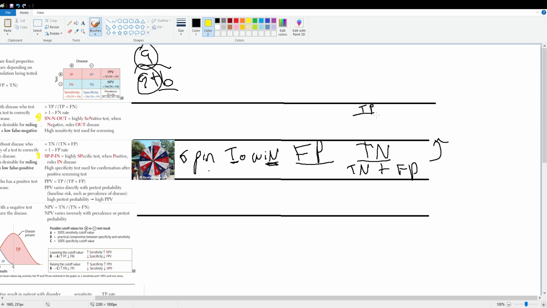Now, if you want to remember sensitivity for snout, you can just swap them. So true positives. Complicated, right? What are we swapping out? I don't know. Snout.